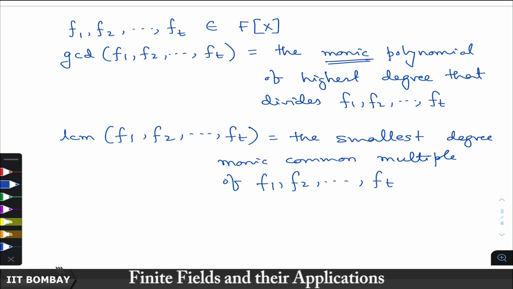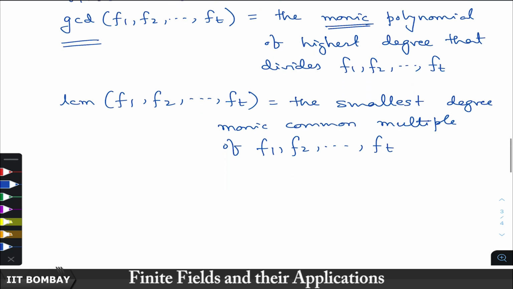Now, equivalently one can also define GCD as the monic common factor of f1, f2 up to ft, which is also divisible by any other common factor. So, it is a common factor which is special, such that it is divisible by all common factors. That makes it also the largest degree, right, because a larger degree polynomial cannot divide a smaller degree polynomial. But we will see why these two are equivalent in the next result. In fact, the next result will give us a lot of insight about the nature of GCD of polynomials.